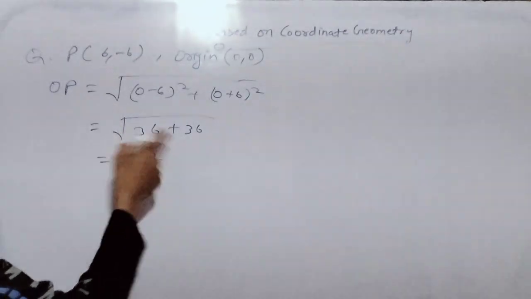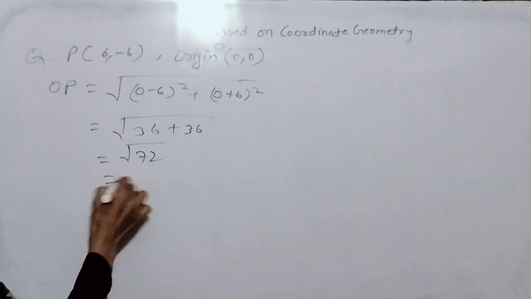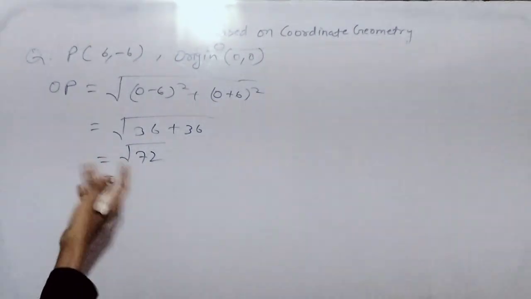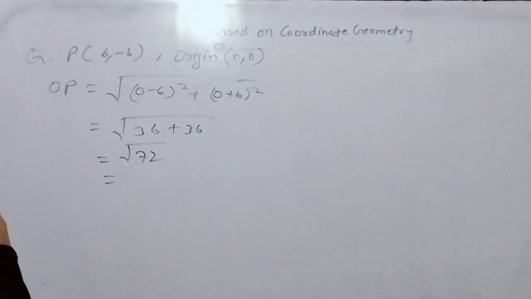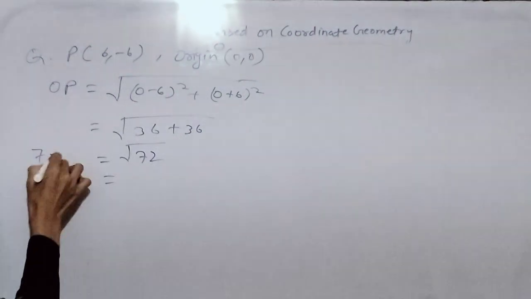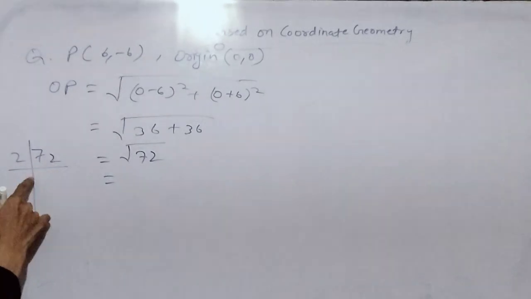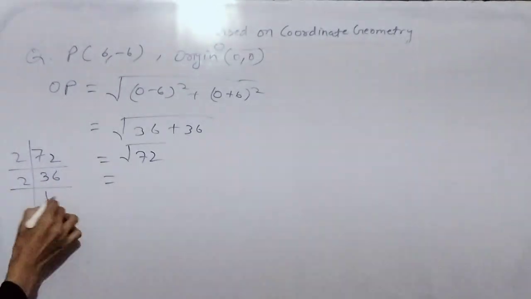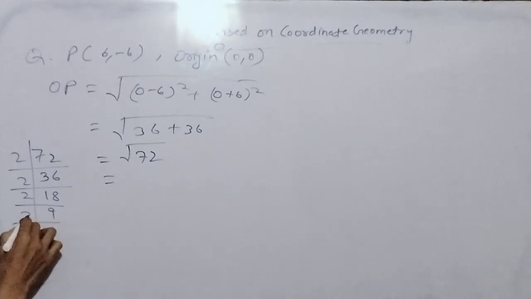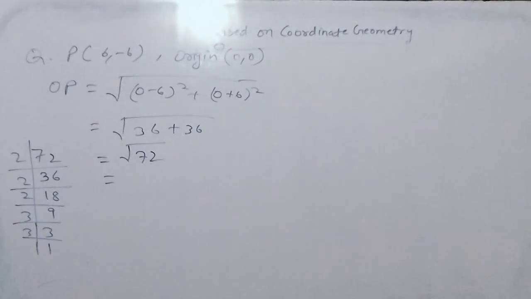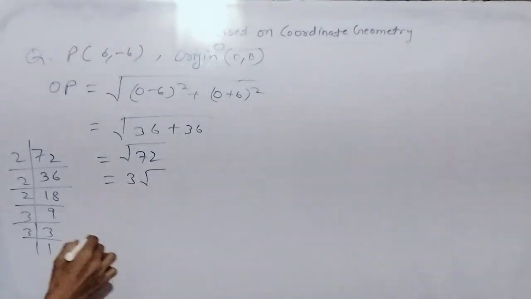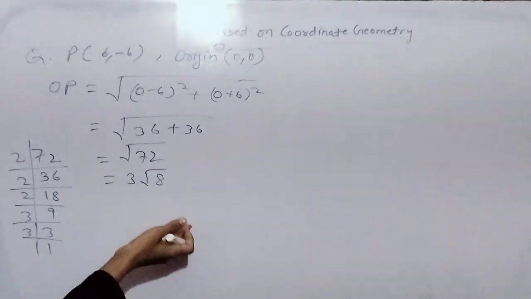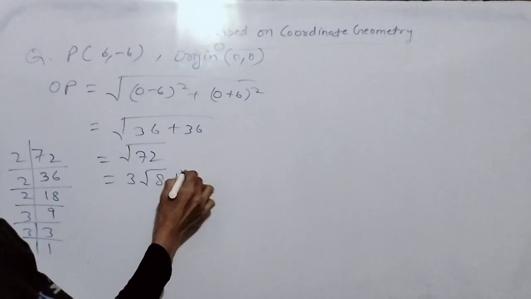So we get the square root of 72. Now you can write it as 2 twos are 4, 4 nines are 36, and even we can do it like that. 72 is 36 times 2, so it is 6 under root of 2. This much units.